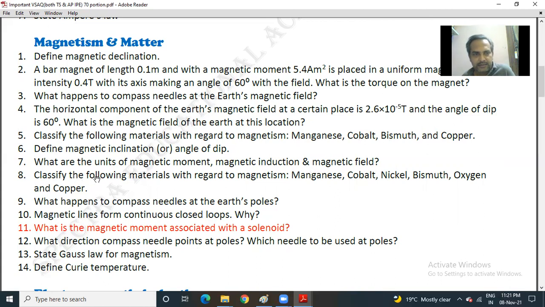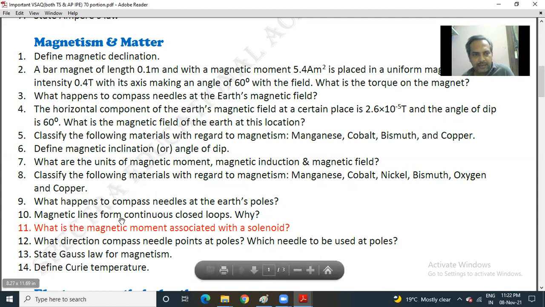8. Classify the following materials with regard to magnetism. So it is repeated. Okay, so question number 5 and 8 are the same. Manganese, cobalt, nickel, bismuth, oxygen and copper. 9. What happens to compass needles at Earth's poles?